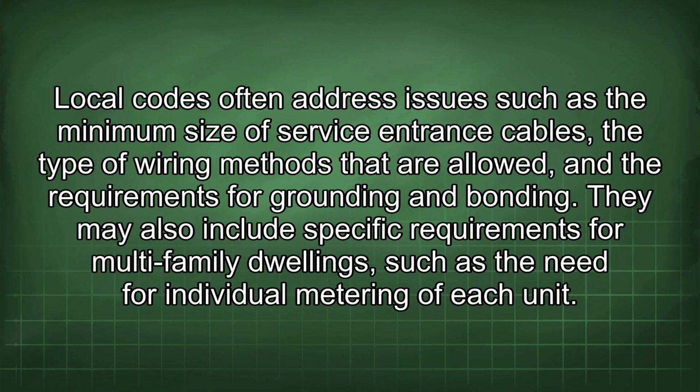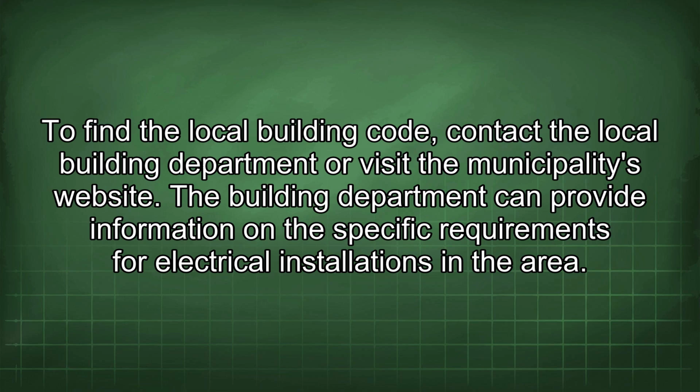Local codes often address issues such as the minimum size of service entrance cables, the type of wiring methods that are allowed, and the requirements for grounding and bonding. They may also include specific requirements for multi-family dwellings, such as the need for individual metering of each unit. To find the local building code, contact the local building department or visit the municipality's website. The building department can provide information on the specific requirements for electrical installations in the area.